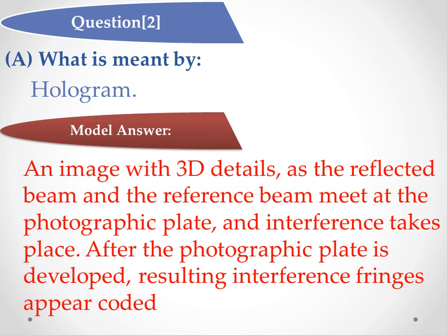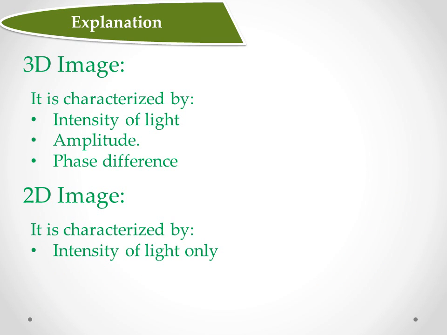Question 2. A. What is meant by hologram? Model answer. An image with 3D details, as the reflected beam and the reference beam meet at the photographic plate, and interference takes place. After the photographic plate is developed, resulting interference fringes appear coated. Explanation. 3D image. It is characterized by intensity of light, amplitude, phase difference. 2D image. It is characterized by intensity of light only.